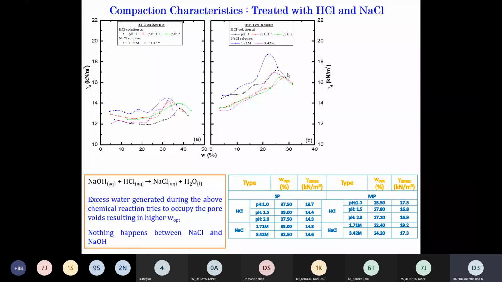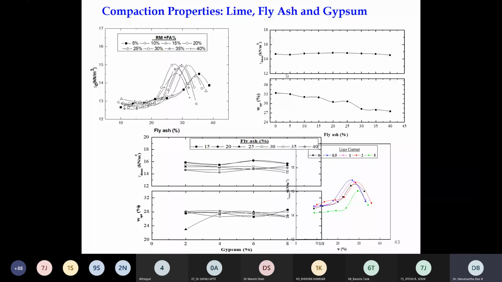Then we tried to use lime, fly ash, and gypsum. Here we can see the compaction characteristics. When we added fly ash to the red mud, there was almost no change in the dry density. However, there was a small change in the optimum moisture content. As long as there was no decrease in the dry density, it is well and good. But of course, there was no increase in the gamma D max, because you are almost replacing a high specific gravity material with a low specific gravity material. That's one of the reasons for compensation, that is, no change in the gamma D max values.